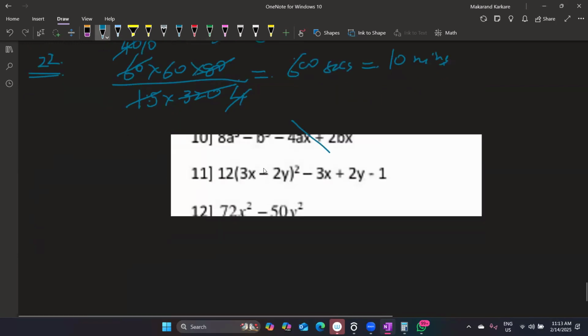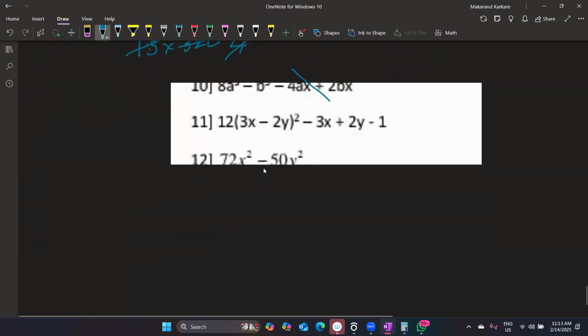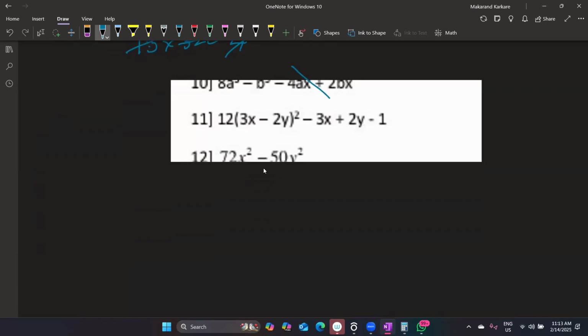Yeah, so can you take 3x minus 2y as m? Okay. So let 3x minus 2y be equal to m. So this will become 12m square minus m minus 1. Does that make sense?